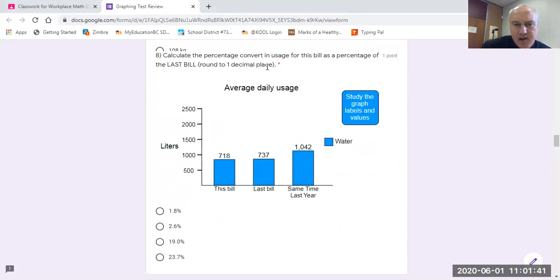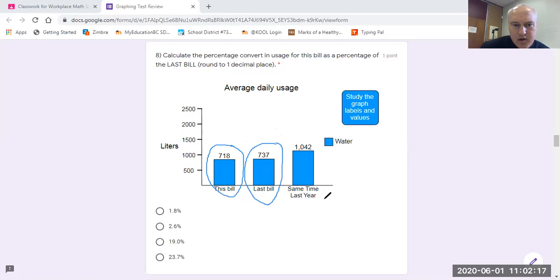It says calculate the percent change in usage for this bill as a percentage of the last bill, round to 1 decimal place. So basically, it's saying calculate the percentage change in usage for this bill, and this bill is right here. So this bill was 718, and as a percentage of the last bill, which was 737. Okay, so basically we're looking at the difference. So we need to round to 1 decimal place.